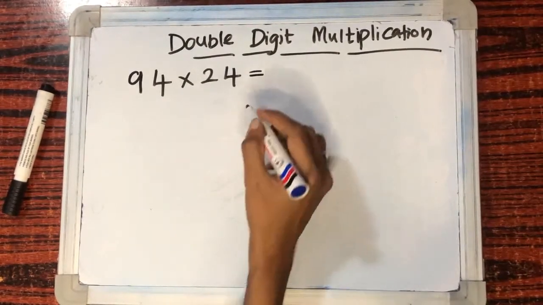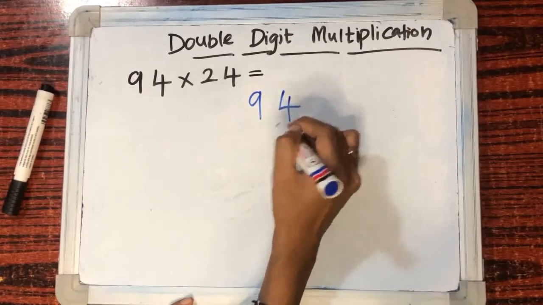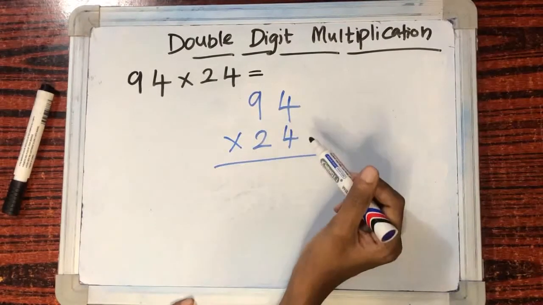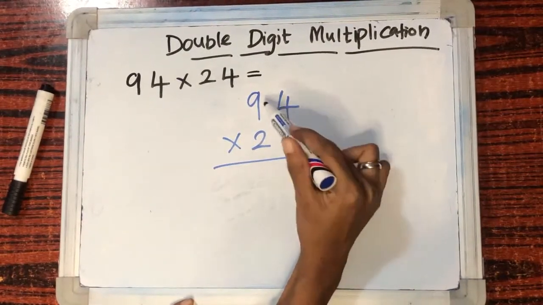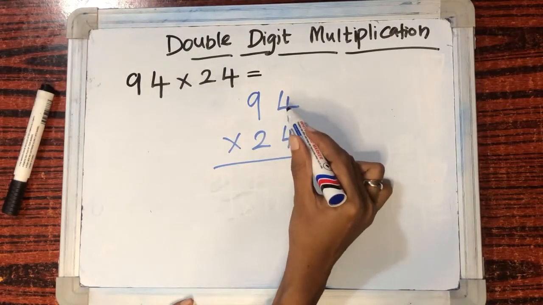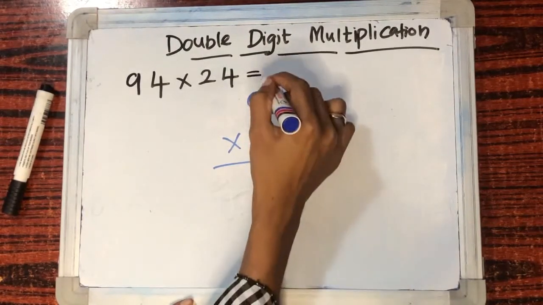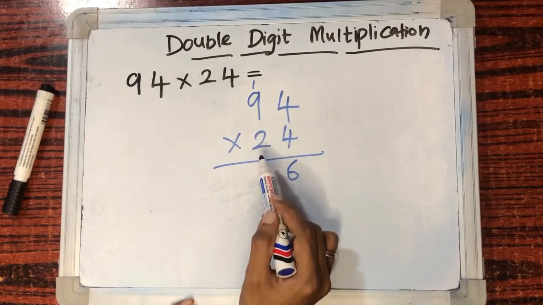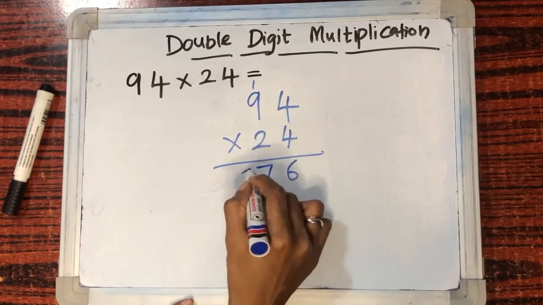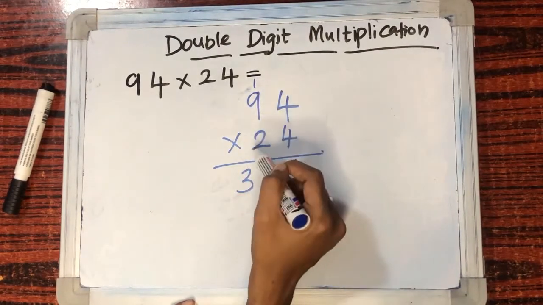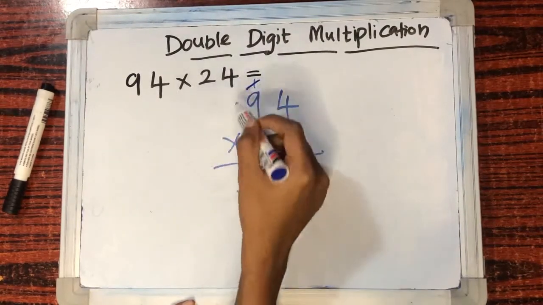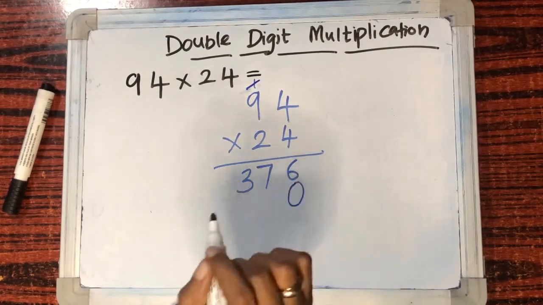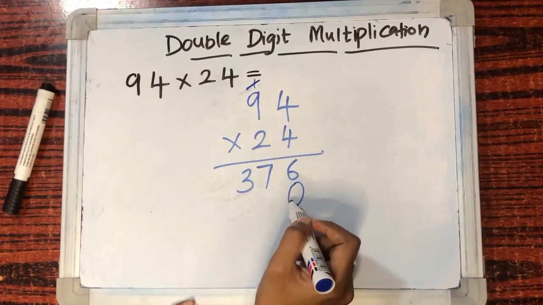Let's do it together. First we will represent the numbers as we do 2-digit multiplication. Then we multiply this 4 with the numbers above it. 4 times 4 is 16. 1 goes up here. 4 times 9, 36. Plus 1, 37. Before we move on to the next number, remember to cut what is written on the top. Then remember to put the 0. Don't forget about the 0, children.